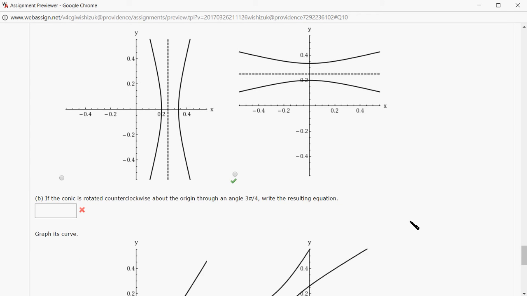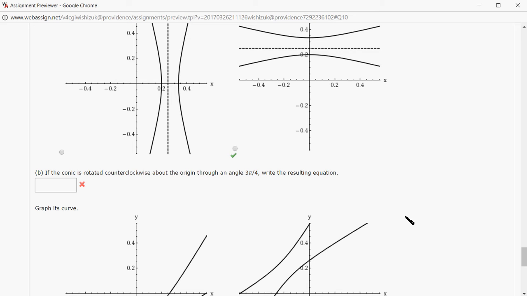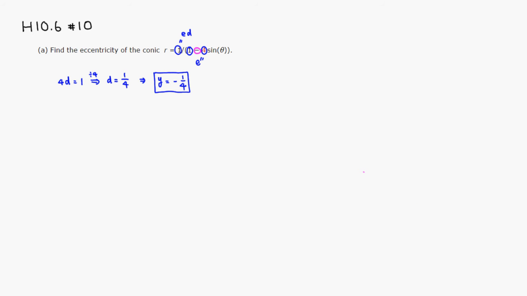Next, part B: if the conic is rotated counterclockwise about the origin through the angle 3π/4, write the resulting equation. What we need to do is start with the original equation. So r is equal to 1 over 1 minus 4 sine of theta. Then we want to do a rotation. So we want to rotate 3π/4 counterclockwise. That's a long word.